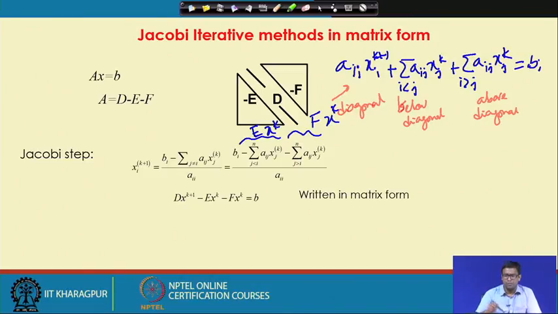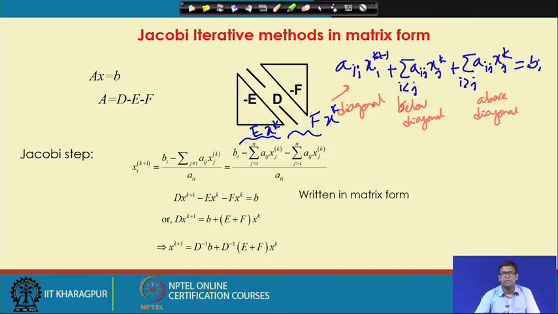This is the matrix form of this equation, and we can club them and write that D x_(k+1) is equal to b plus (E plus F) x_k, or x_(k+1) can be obtained as D inverse b plus D inverse (E plus F) x_k.